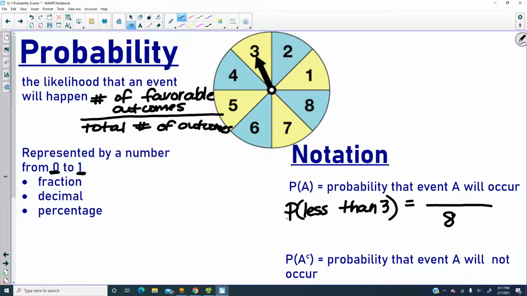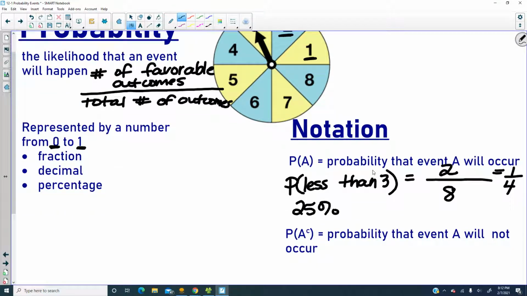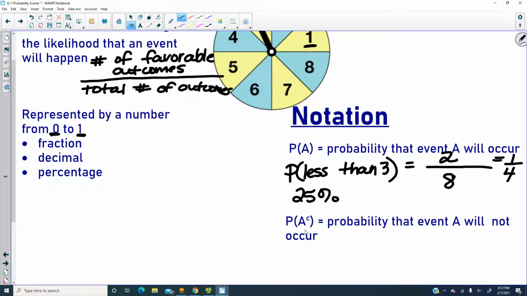But I will win whatever game it is if I get a number that's less than 3. So what numbers on the spinner are less than 3? 2 is less than 3, and 1 is less than 3. So there are 2 ways that I can win out of 8 altogether. And 2 out of 8 reduces to 1/4. So the probability that I'll spin the spinner one time and get a number less than 3 is 1/4, or 25% chance.